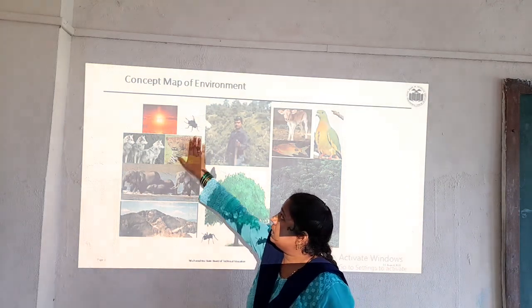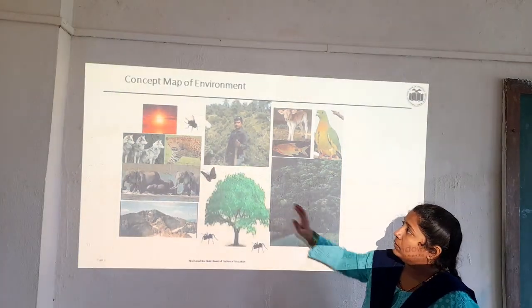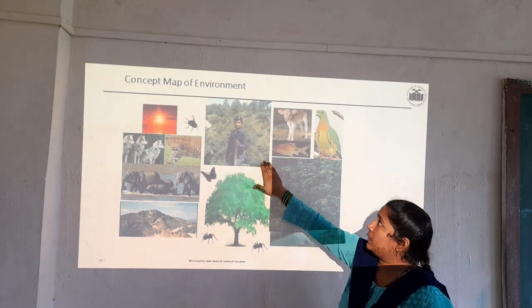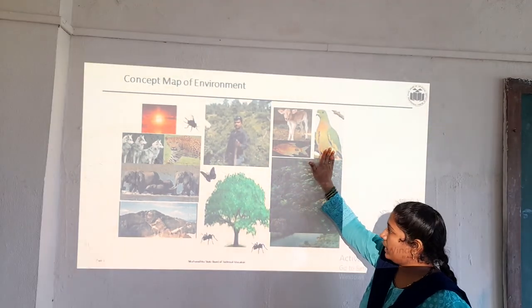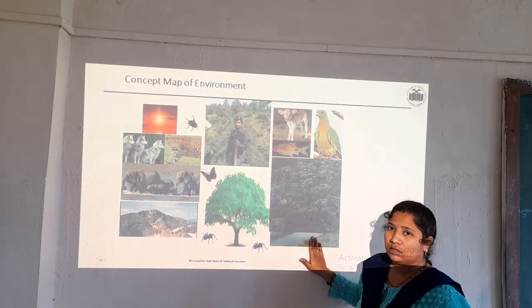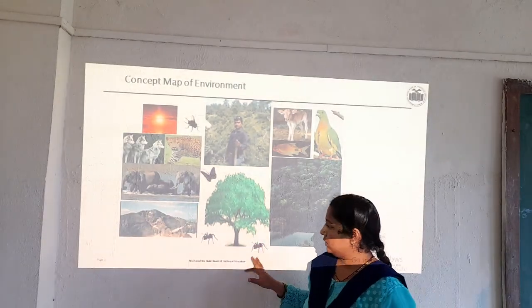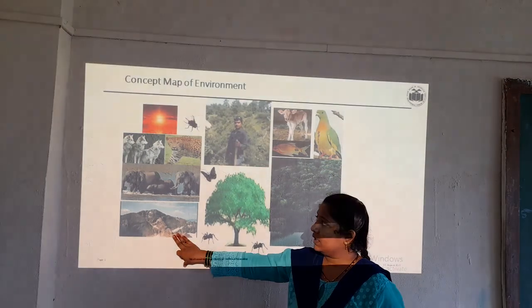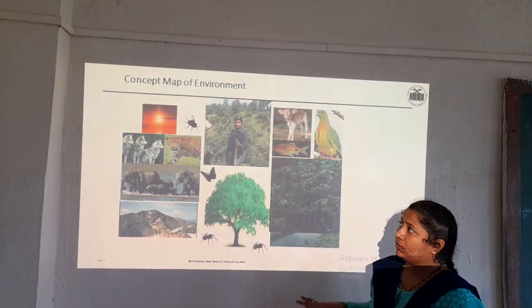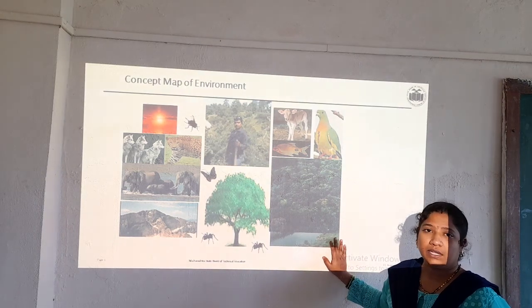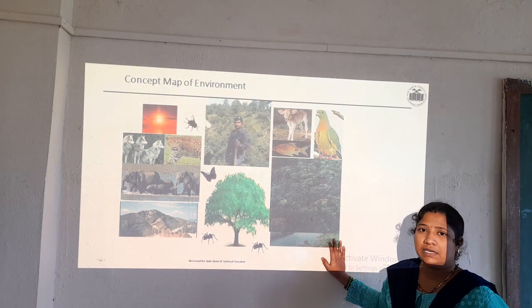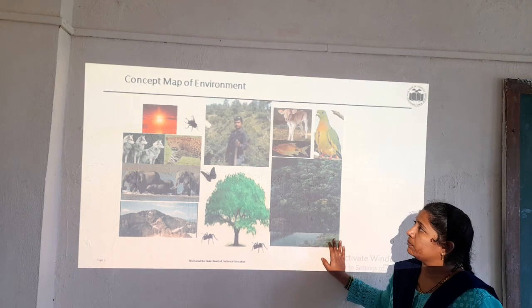Sun, then the insects, the human being, the animals, the fish, the bird, parrot, the forest, the tree, the ants, the hill station, the elephant, the cheetah. These are the examples of the living and non-living things present in the environment.